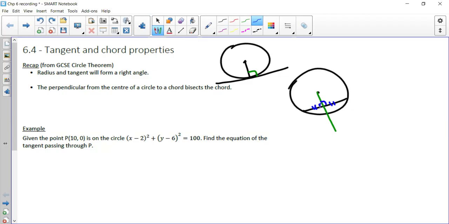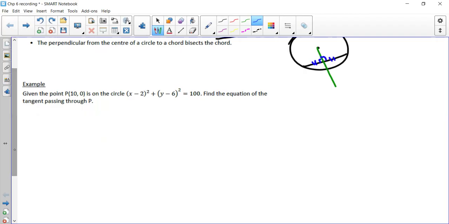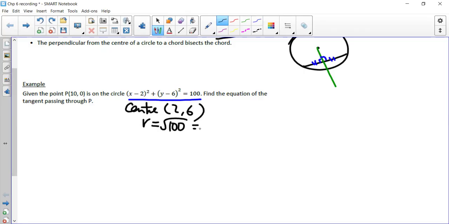Right. Example: given the point P, tan 0, is on the circle (x minus 2) squared plus (y minus 6) squared equals 100. Find the equation of a tangent passing through P. If you like, you can sketch a circle on the graph to see where the points roughly are. So why don't we do that, shall we? The center of the circle is (2, 6), and the radius is the square root of 100, which is 10. So (2, 6), 10.